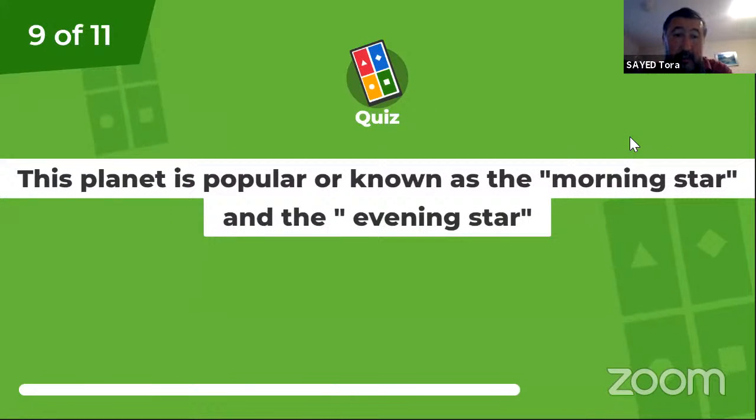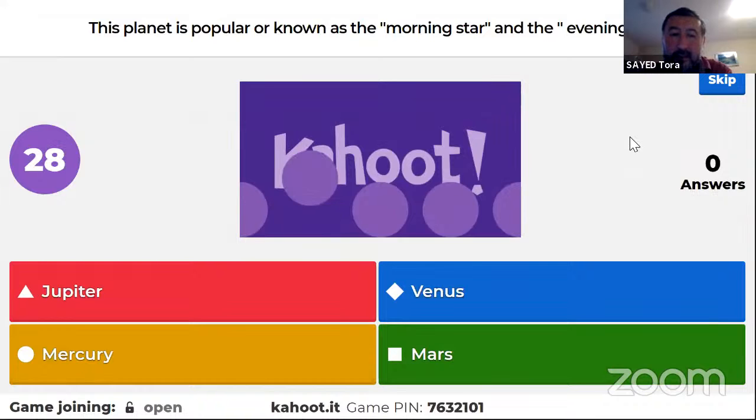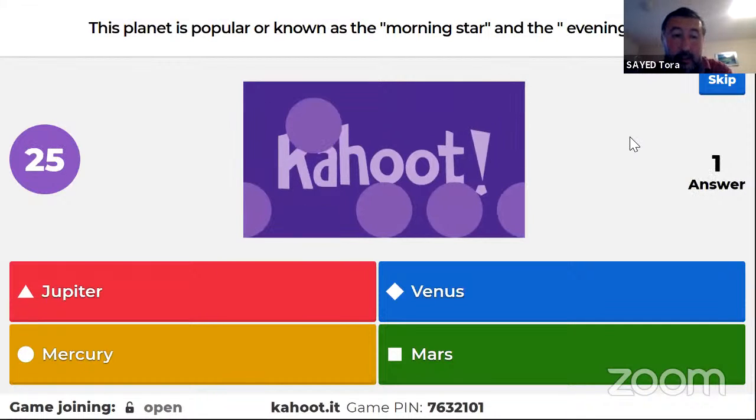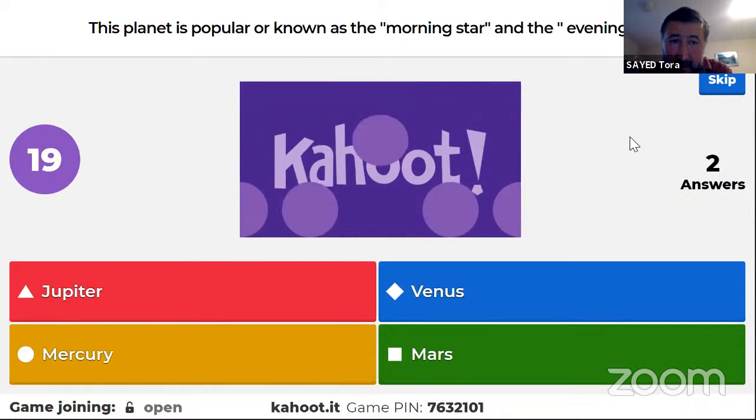The planet that is popular or known as the morning star or the evening star, what planet is that? Jupiter, Venus, Mercury, or Mars? Which planet is popularly known as the morning or the evening star, because it glows like a star if you look at the horizon? Is that Jupiter or Mars?